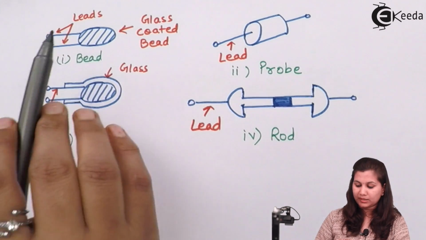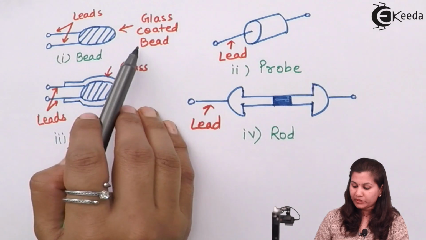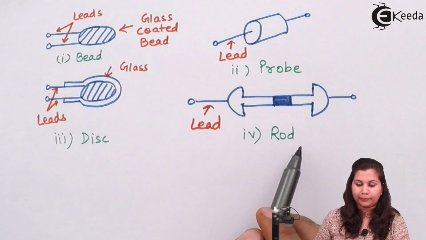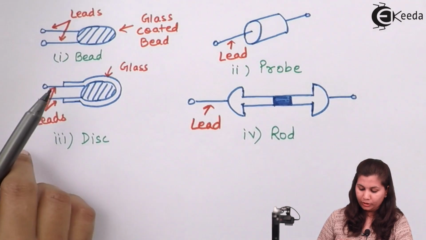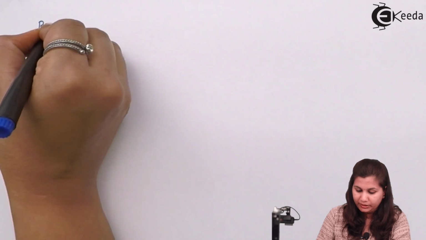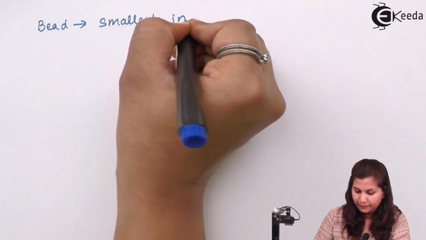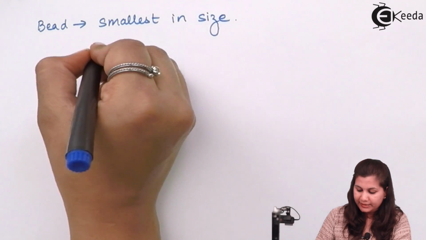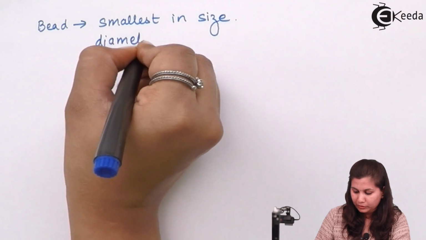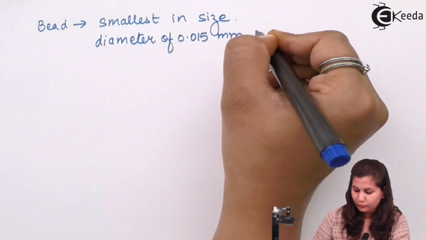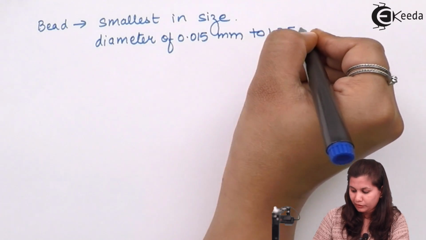One is the bead type. This is the glass coated bead type thermistor. This is the probe type. This is the disc type, and this is the rod type. Now, what is the difference between these four types of thermistors? The thermistors in the shape of a bead are the smallest in size. The bead has a diameter of 0.015 mm to 1.25 mm.